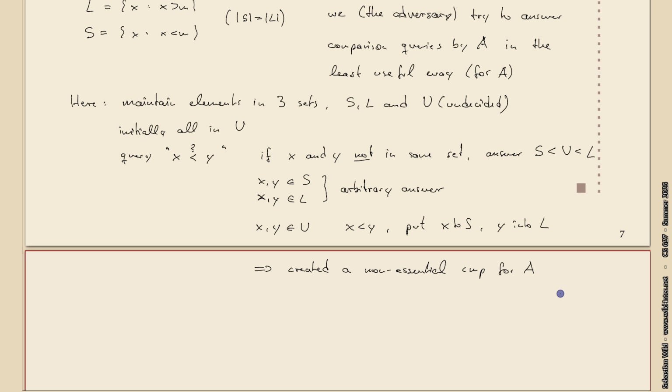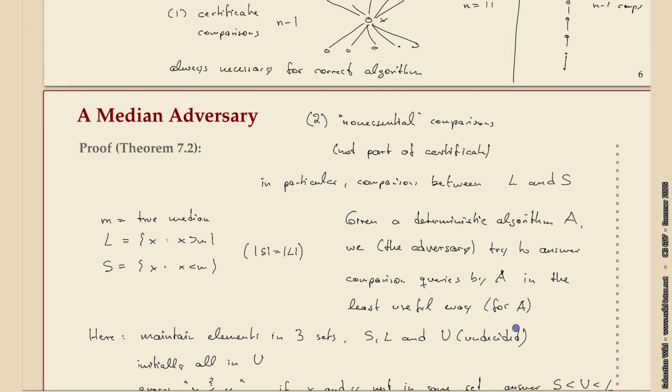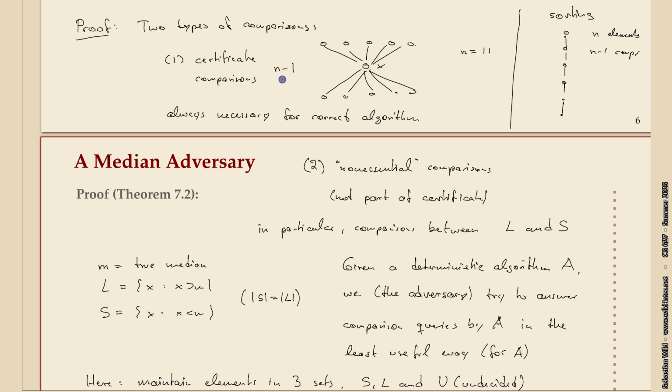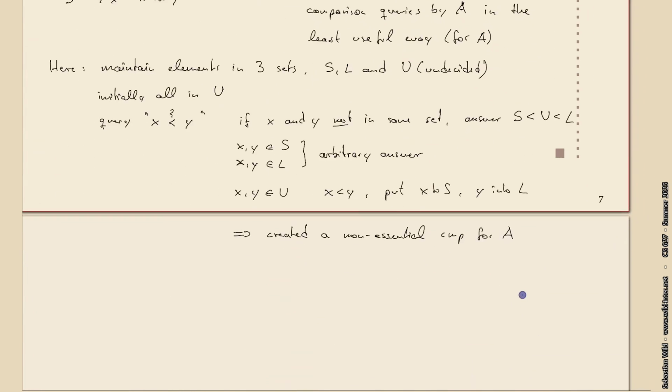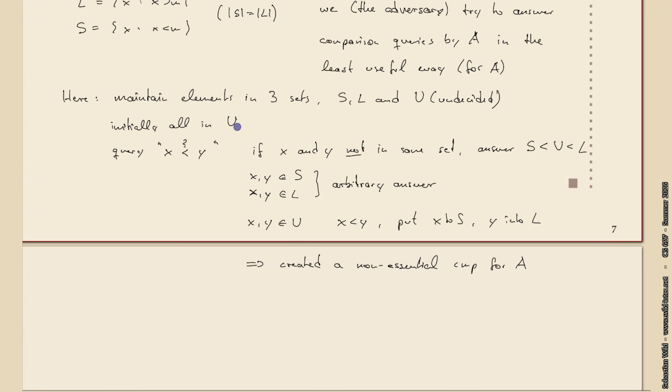How expensive is this for the algorithm? We always need the n-1 certificate comparisons. The algorithm has to learn those, no matter what it does. That's this part. And for the remainder, because every element starts initially in U, and we only move elements when we do this last step, for the algorithm to learn about the true median, well, we only reveal the median really at the very end if there's a single element left in U. And this is kind of automatic by the first case.